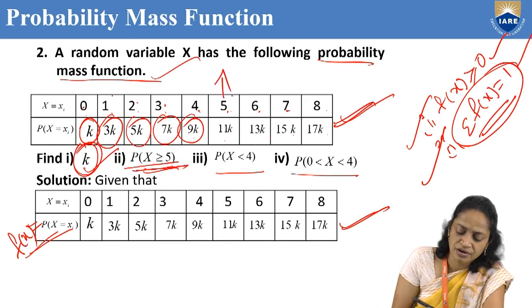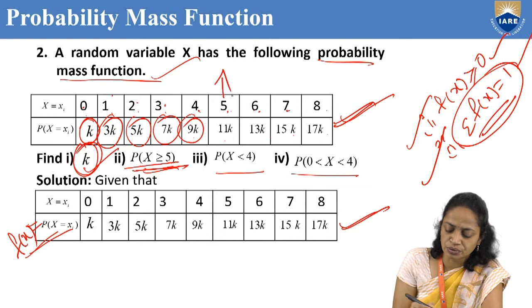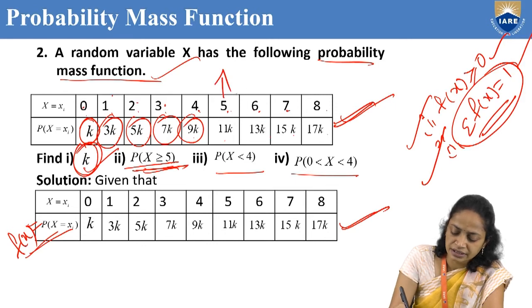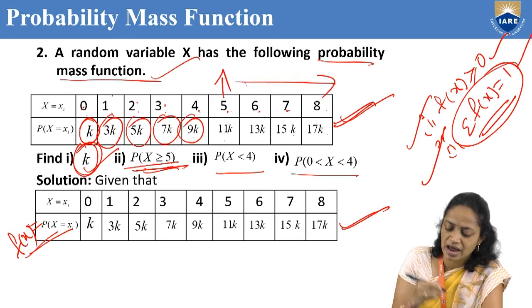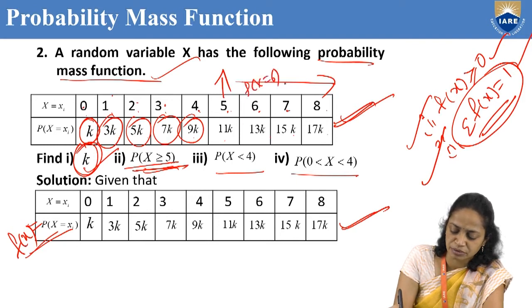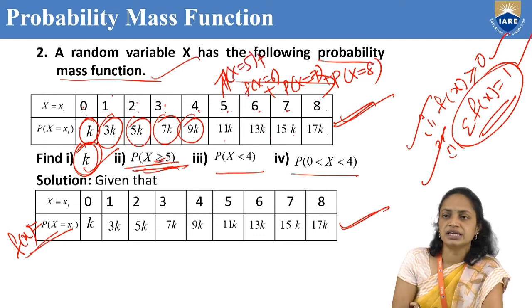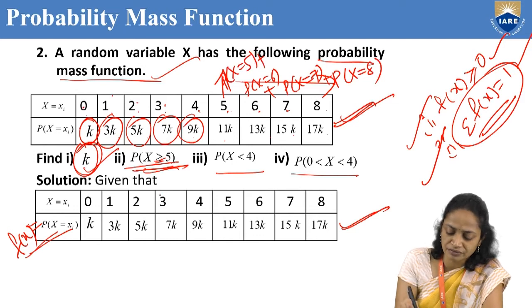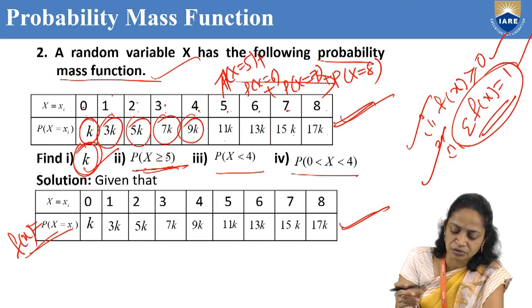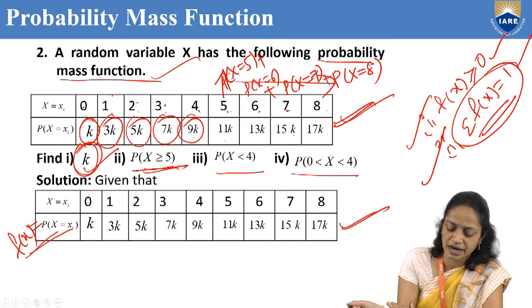So here we have 5, right? Greater than or equal to 5 means the greater values, so p of x equal to 6, p of x equal to 7 plus p of x equal to 8. And the equal to symbol is there, so we have to take p of x equal to 5 also, including 5. Greater than or equal to means including 5.